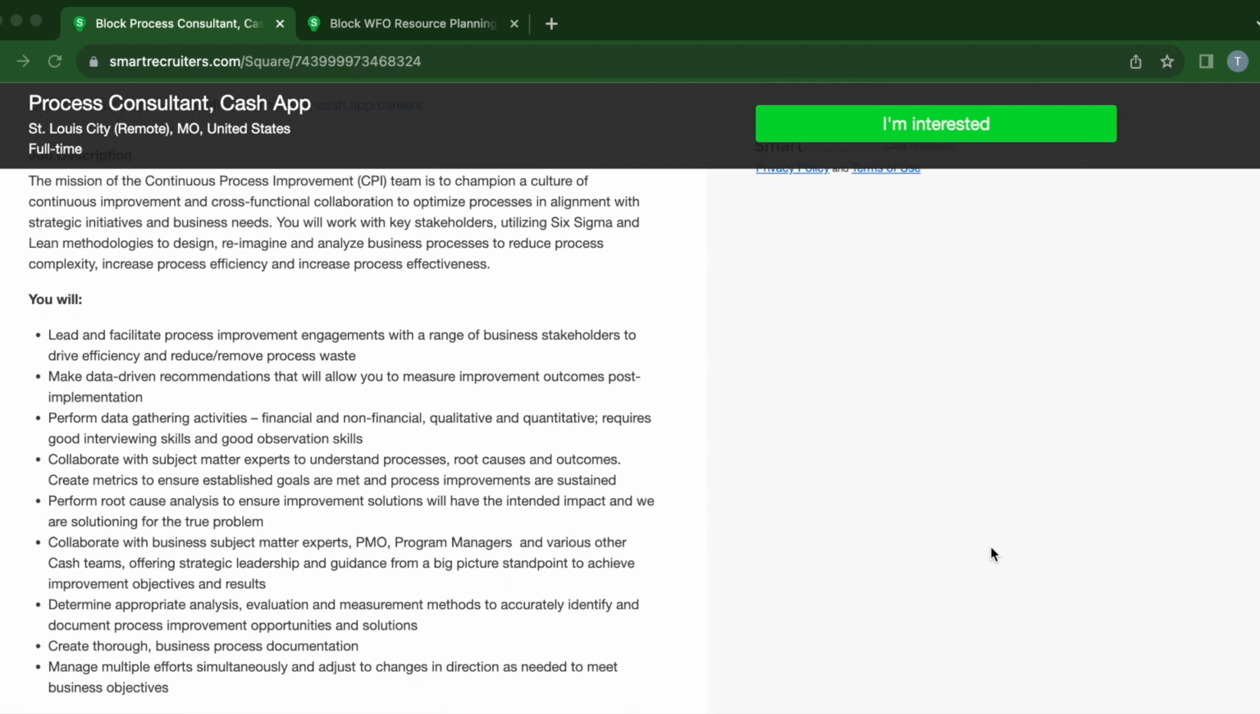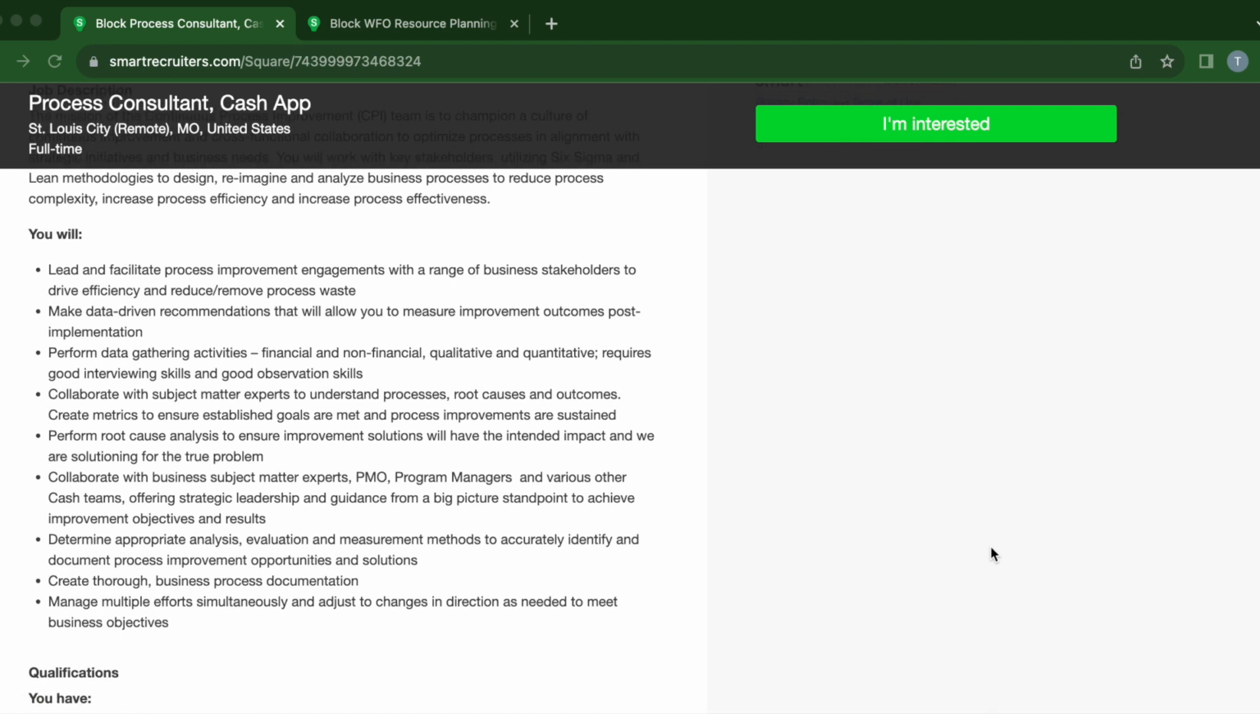In this role, you will lead and facilitate process improvement engagements with a range of business stakeholders to drive efficiency and remove process waste, and make data-driven recommendations that will allow you to measure improvement outcomes post-implementation. You will perform data gathering activities, financial and non-financial, qualitative and quantitative, which requires good interviewing skills and good observation skills. You will also collaborate with subject matter experts to understand processes, root causes, and outcomes, and create metrics to ensure established goals are met and process improvements are sustained.